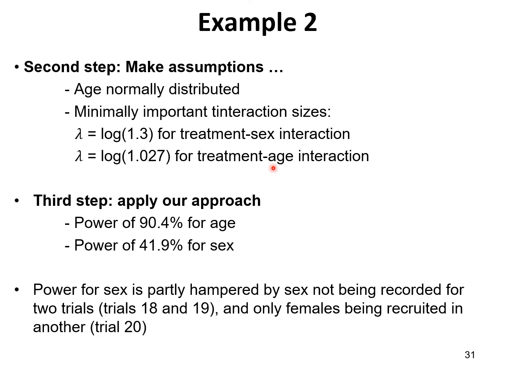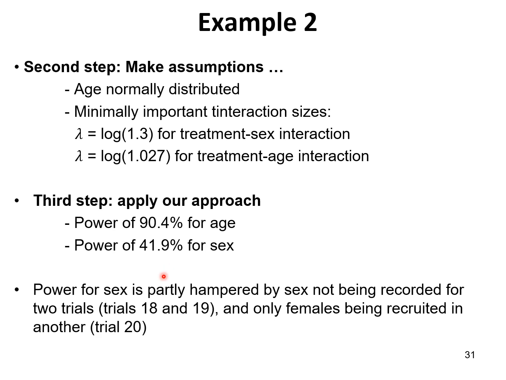So again, applying our code in R and Stata to do this, the power results are as follows. We see that the power is 90% for age and about 40% for sex. So still quite low for sex, although bigger than the previous example, but very, very high for age.